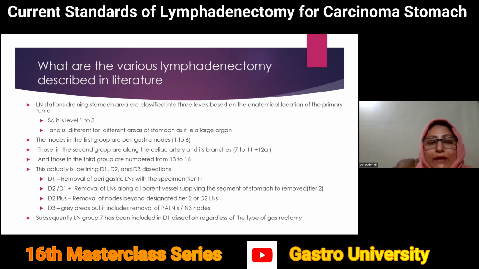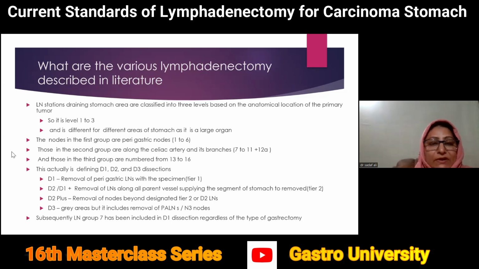The lymph node drainage of stomach are classified basically at three levels based on the anatomical location of the tumor in context to stomach. So it is level 1 to level 3, and it is different for different areas of stomach, as we understand that the stomach is a large organ. The nodes in the first group are the perigastric lymph node 1 to 6. Those in second group are along the branches of celiac artery 7 to 11 plus 12A, and those in the third group are 13 to 16.